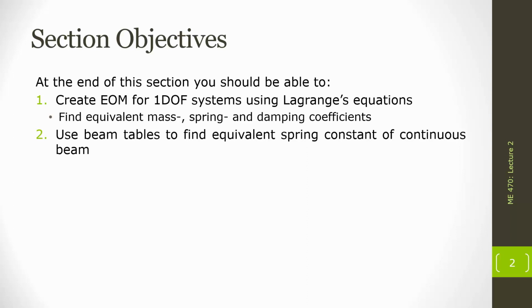We're going to see how we can use Lagrange's equations to find the equivalent mass, the equivalent spring constant, and the equivalent damping coefficient in our systems. When we're dealing with systems that behave like springs, we're going to see how we can use the beam tables to find our equivalent spring constants.